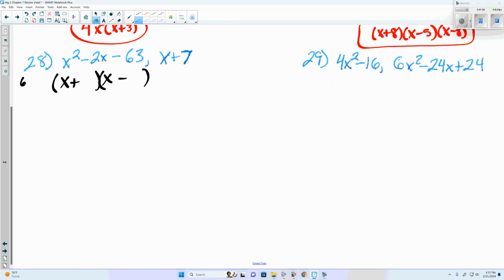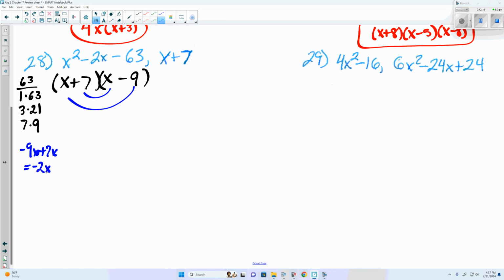Factors of x squared are x and x. Factors of 63 are 1 and 63, 3 and 21. 4 does not work, 5 doesn't, but we have 7 and 9. And if we check this here, that would give us negative 9x plus 7x is negative 2x, the middle term that we wanted.